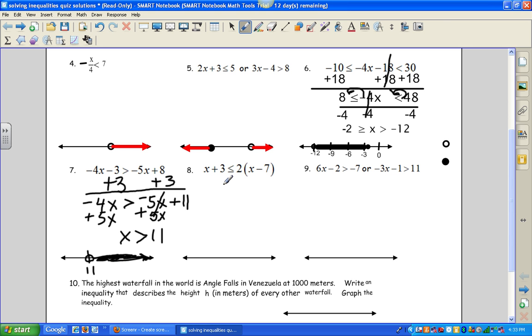Number 8. Here we have to remember first to do the distributive property. Well, I better do that above, so I'm going to run out of room. Okay, we have to do that first, just like equations. Okay, so then let's bring everything else down. Then we can go ahead and solve like we normally do.